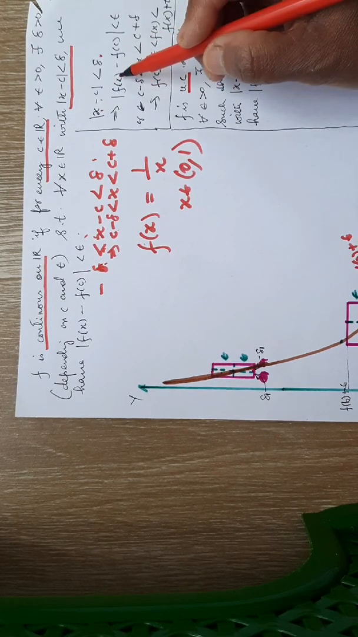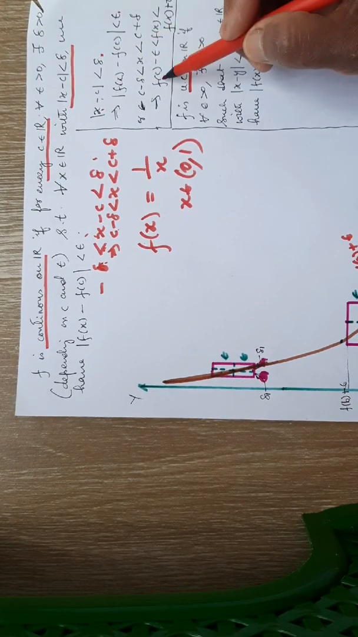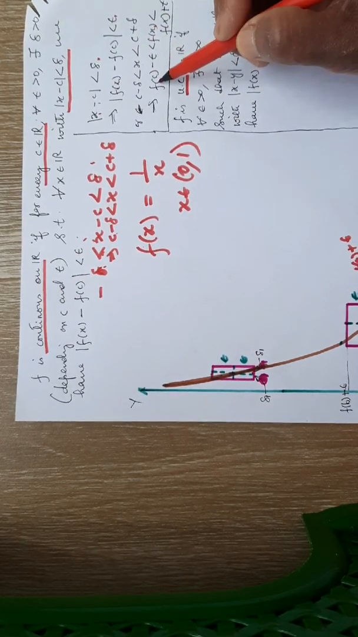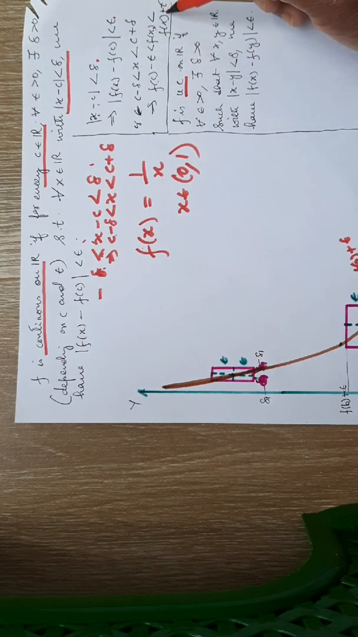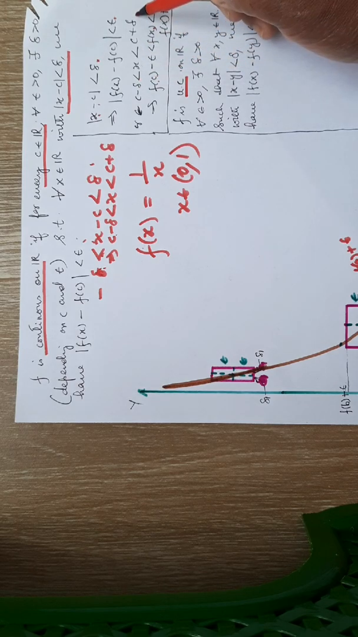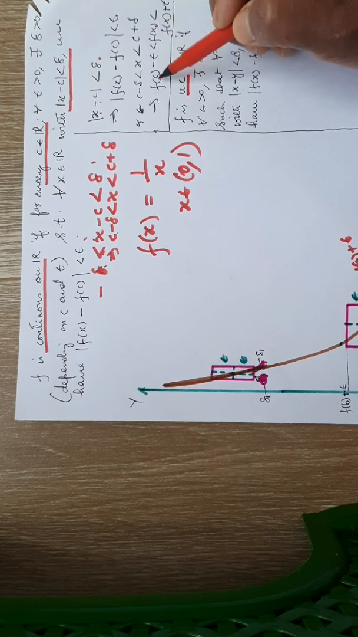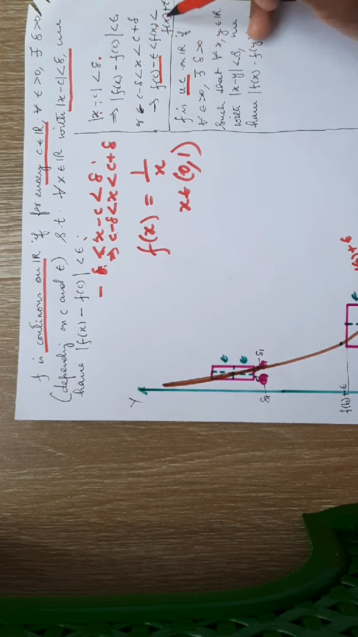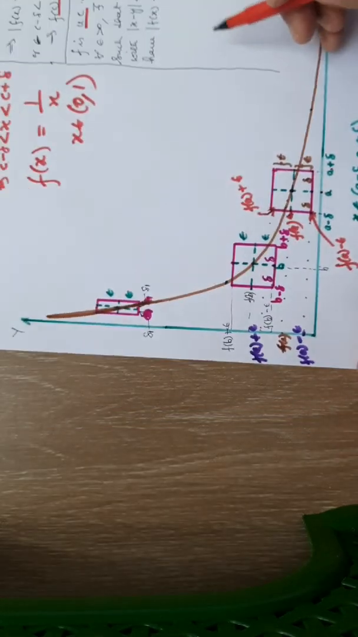Now here also |f(x) minus f(c)| less than epsilon means the same thing, that f(x) lies between f(c) minus epsilon and f(c) plus epsilon. So within this range, c minus delta to c plus delta, f(x) should lie between these two points, f(c) minus epsilon and f(c) plus epsilon.